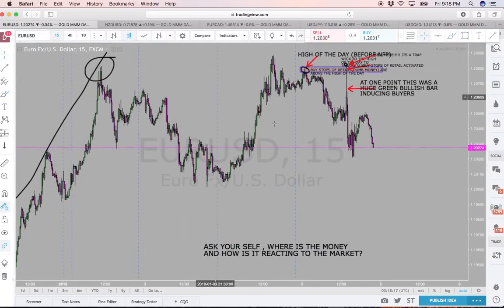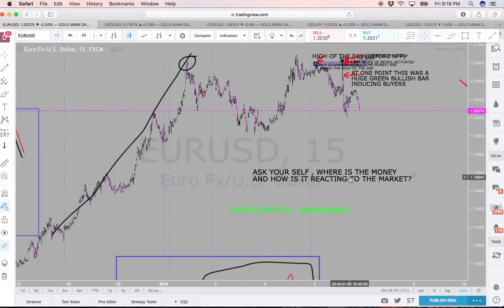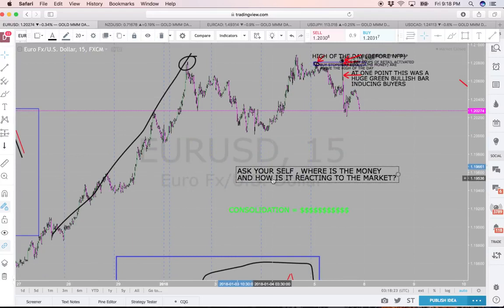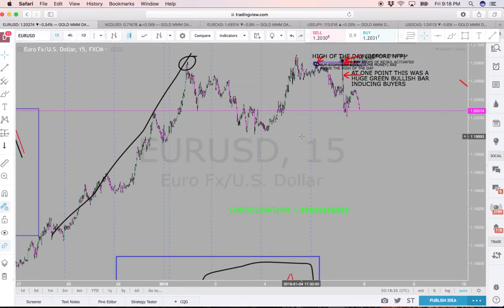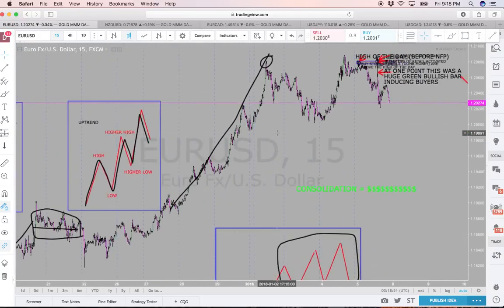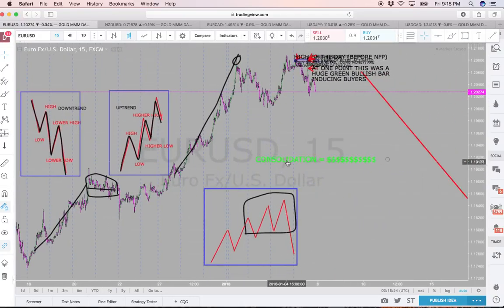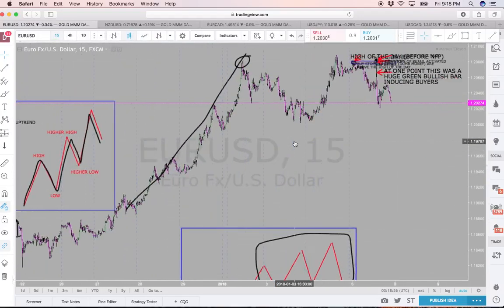Ask yourself, where is the money and how is it reacting to the market? So where are the retail traders and how are they reacting? Where is the consolidation? How is the dealer going to structure the market according to this consolidation and according to the highs and the lows of the day, of the previous day, of the week, of the month? All these highs and lows you have to take into consideration. So consolidation is money. It's where the money is.